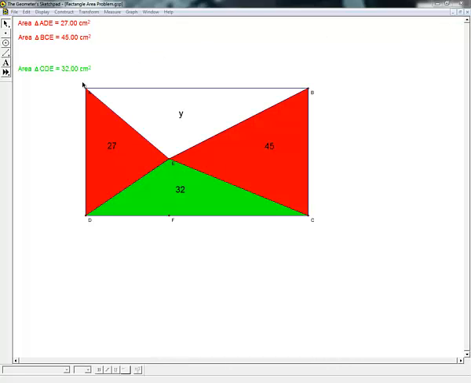Here we have a rectangle ABCD with point E inside the rectangle. The areas are indicated as well. We are required to find the area of Y.